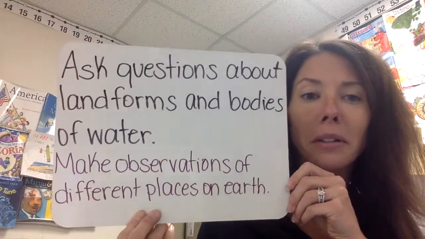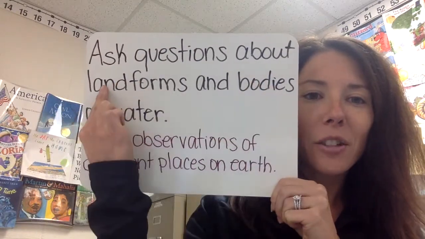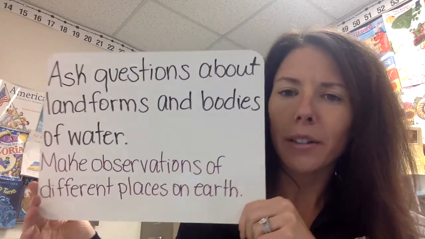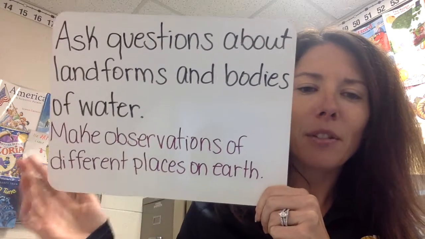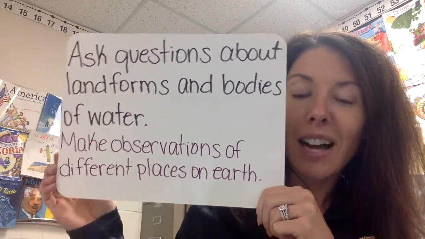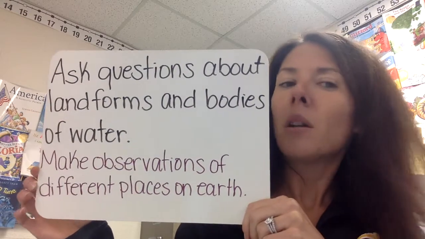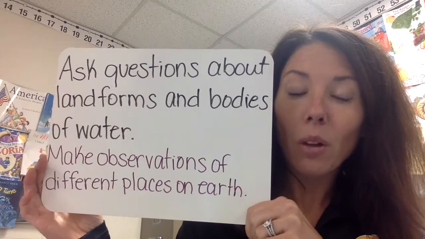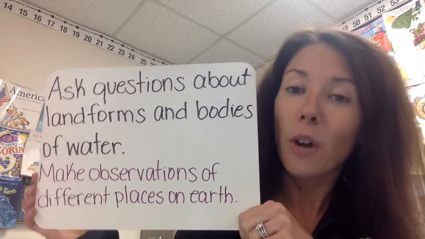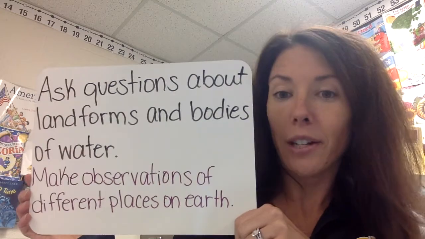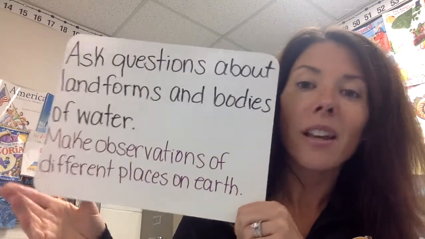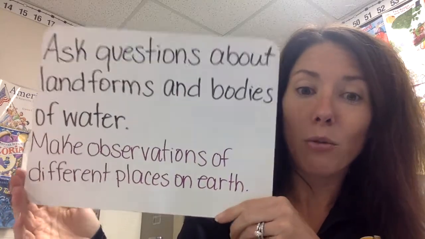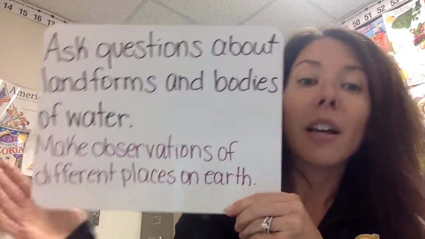So, first, though, what I want you to think about is you're going to ask questions about landforms and bodies of water. And then you're going to make observations of different places on Earth. Okay? But when you talk about landforms and bodies of water, we've actually already started to talk about landforms in social studies. We talked about mountains, valleys, islands, right? And even started to talk about bodies of water, rivers, lakes, and oceans.